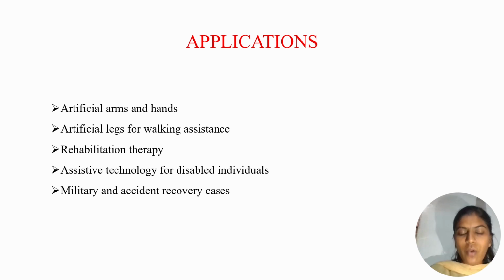Then the applications. Where are we applying these prosthetic arms? Artificial arms and legs, artificial legs for walking assistance, rehabilitation therapy. Many rehabilitation therapies use these prosthetic arms, and assistive technology for disabled individuals. Assistive technology is also used in assisted devices. Disabled people cannot act independently, so many times they are dependent. So these devices give individual independence.